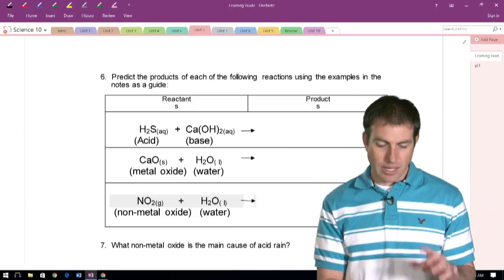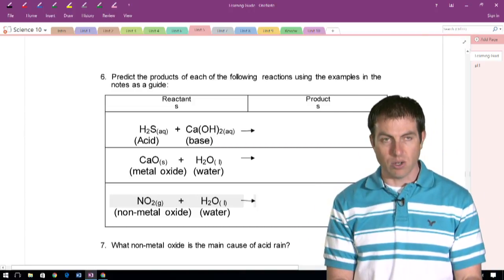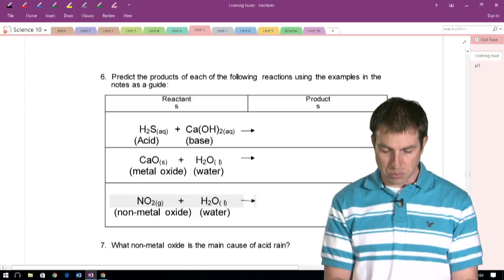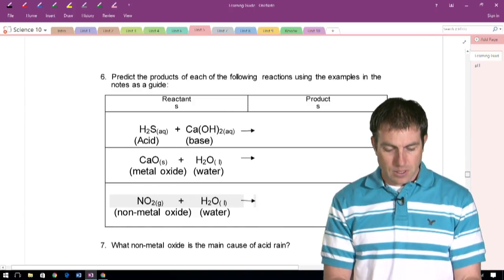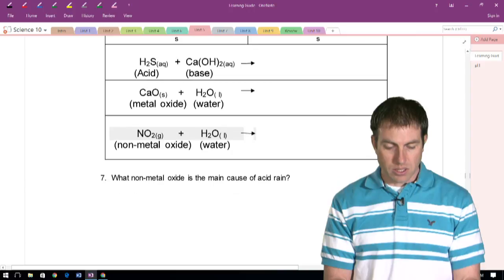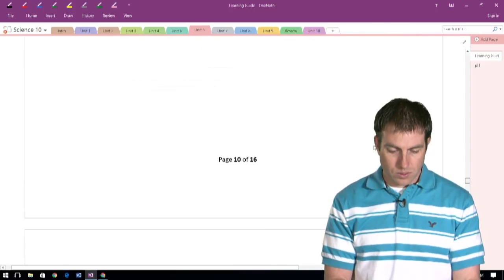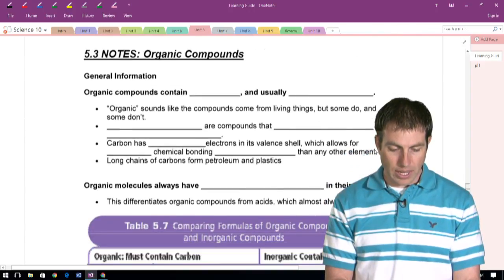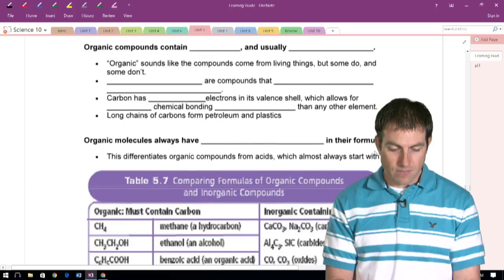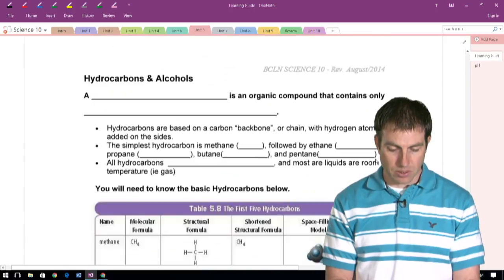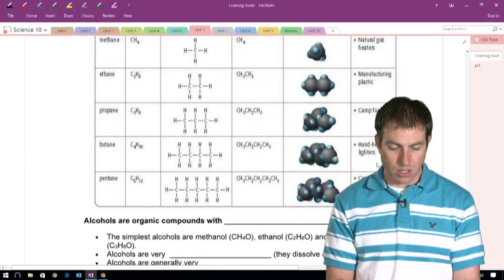Number 6. Have a go at it first, see if you can figure it out if you look at the notes and try to just duplicate what's there. Non-metal oxides, the main cause of acid rain, just straight out of the notes. And then we went on to organics. And we talked about some hydrocarbons and alcohols.